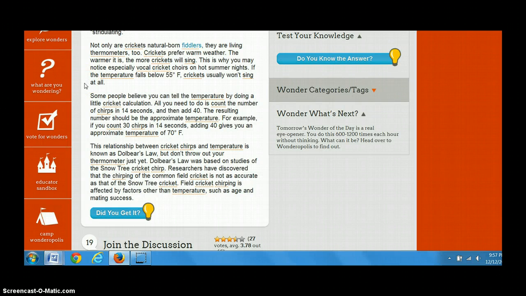Let's reread that. Crickets prefer warm weather. The warmer it is, the more crickets will sing. If the temperature falls below 55 degrees Fahrenheit, crickets usually won't sing at all. So that means as it gets colder, crickets usually won't sing at all.